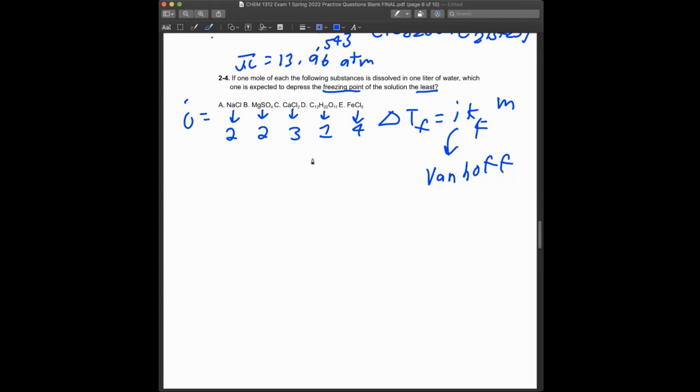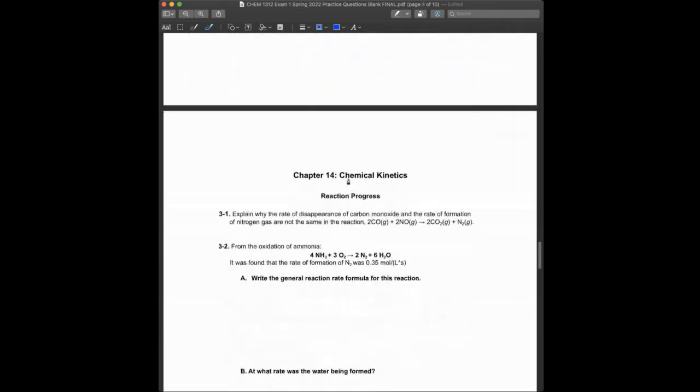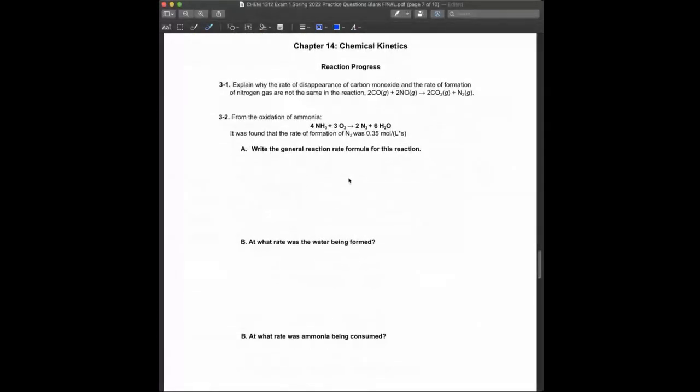With that being said, it's expected to depress the freezing point of the solution least. So i must be the smallest value here, and the smallest value is this one, D. Now, if it asks for which would depress the most, that would be FeCl3 because it has a Van Hoff factor of 4. Does that make sense, y'all? Any questions? No questions, then we can go ahead and move on.